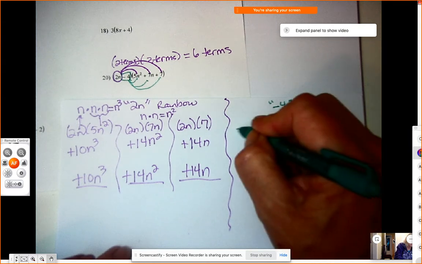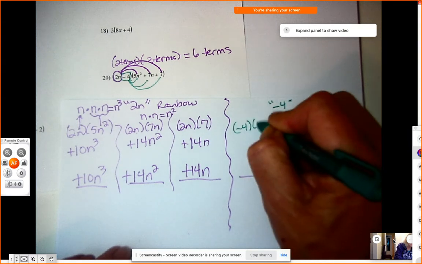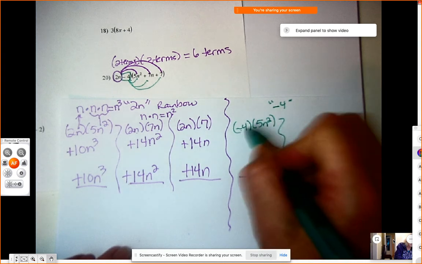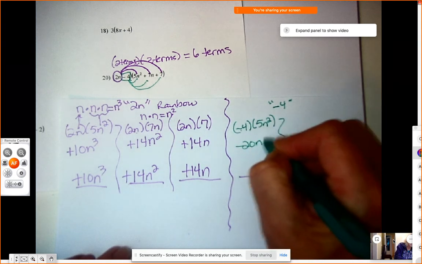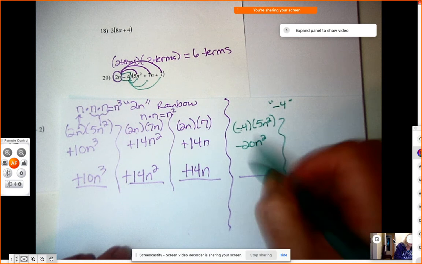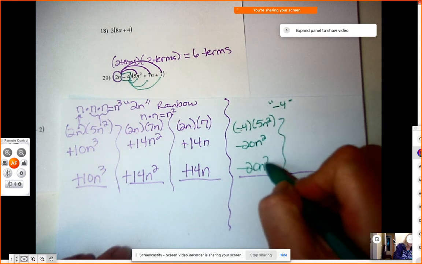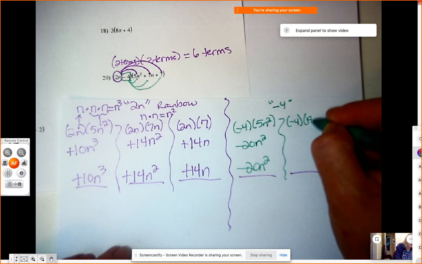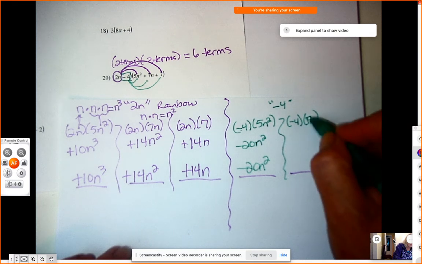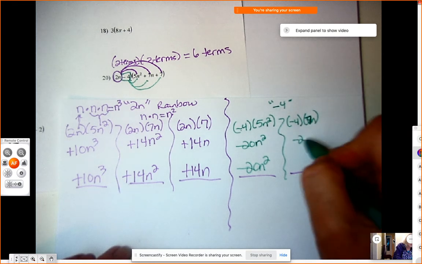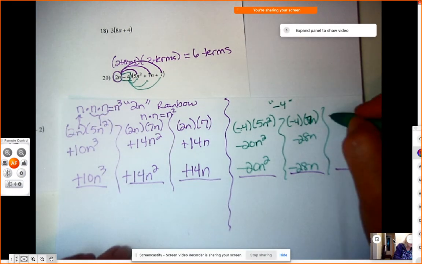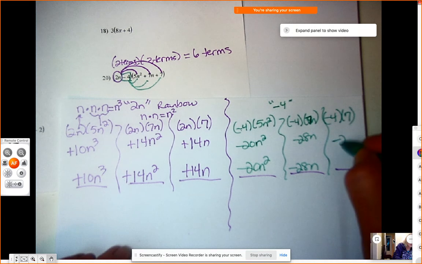First term is -4 times that first term in the next parenthesis, 5n squared. -4 times 5 is -20, and the n squared just comes along. There's nothing else for it to multiply. The next one is -4 times that middle term, positive 7n. -4 times 7n is -28n. And last but not least, we have -4 times positive 7, which is -28.